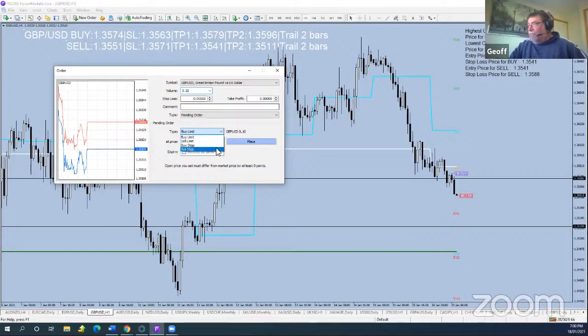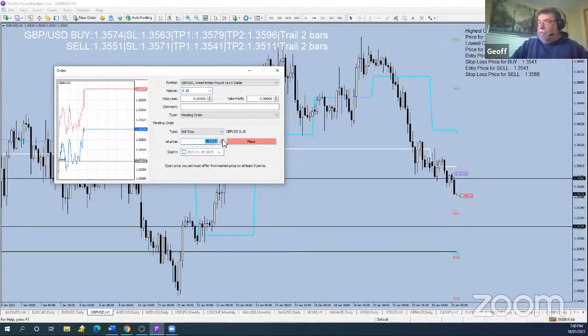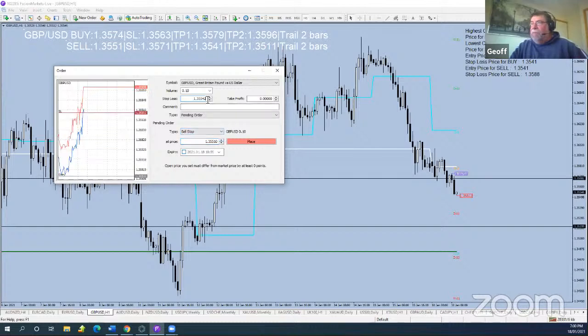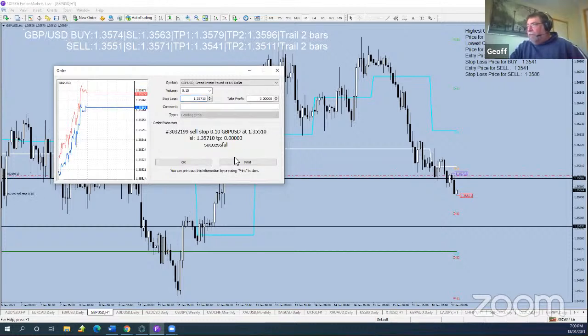So it's a sell stop, and the entry level is at 1.3551, as I said. The stop loss is at 1.3571. TP1, we will think about when we get there. Okay, so the short's in play.